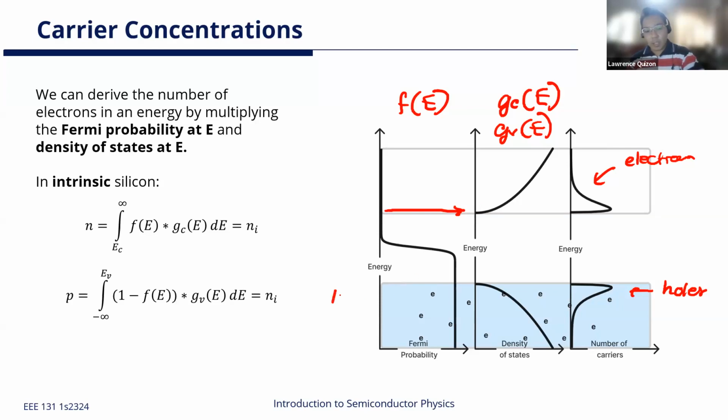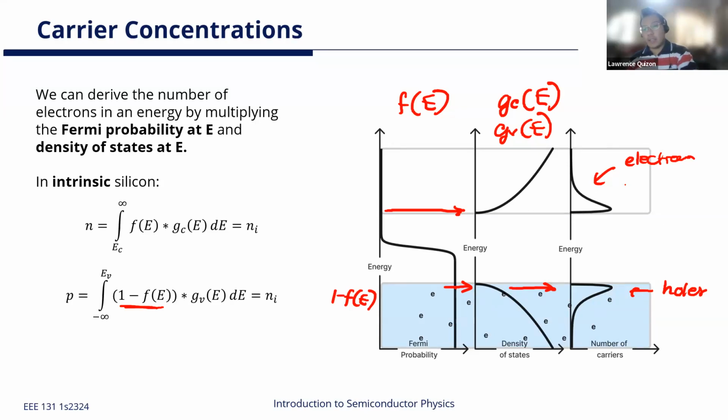Likewise, if we do 1 minus F, no? 1 minus the Fermi probability, then you get the probability that an electron is not in a state, that a state is empty, rather, no? So if we multiply 1 minus F to the density of states in the valence band, then we get the number of holes in the valence band, no?